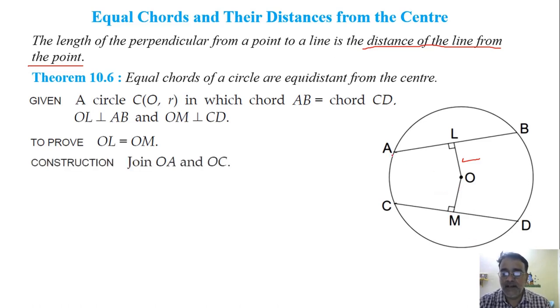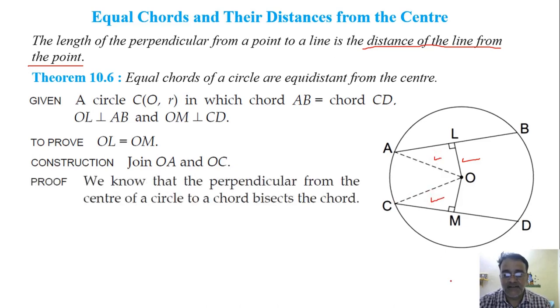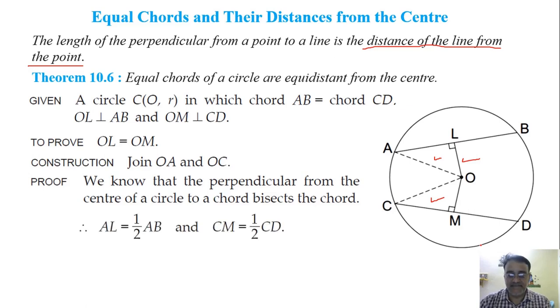Join OA and OC. After that, we are going to prove these two triangles are congruent. We know that the perpendicular from the center of a circle to a chord bisects the chord. We studied this at the start. So that means AL is equal to BL, or we can write AL is half of AB. Similarly, CM is half of CD.